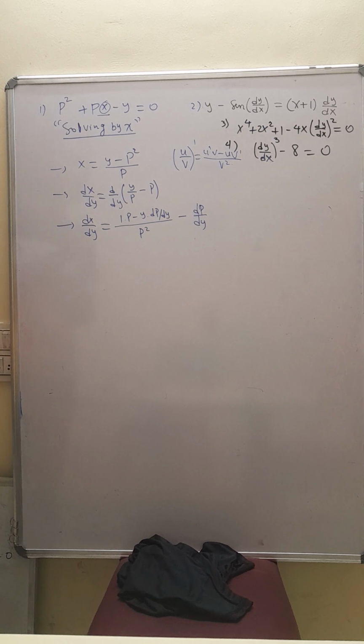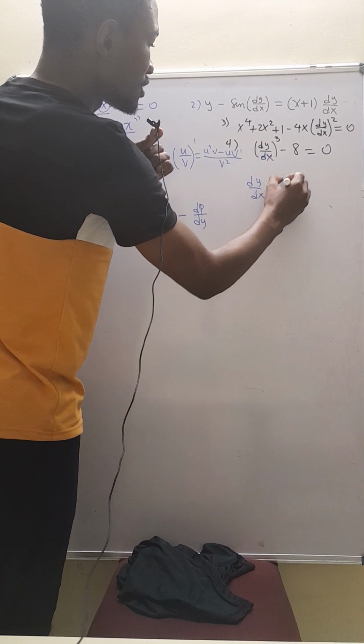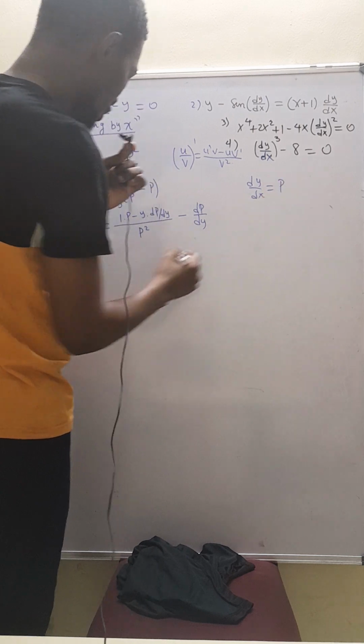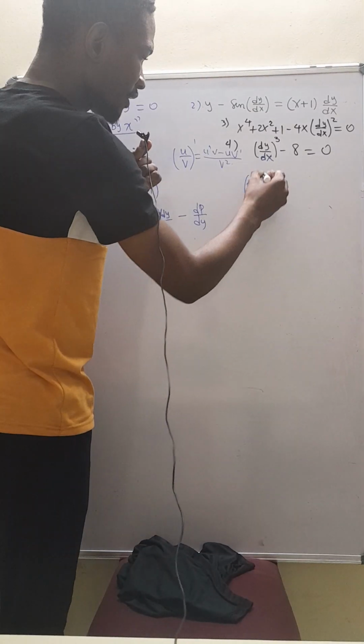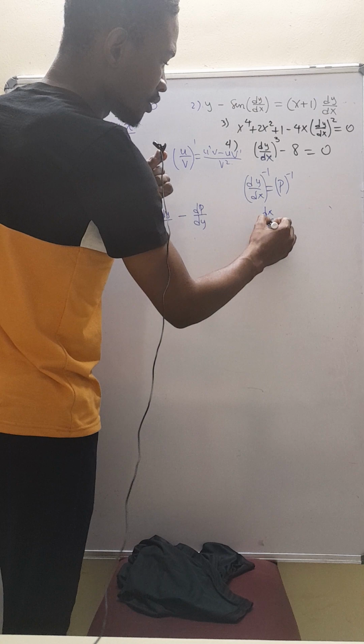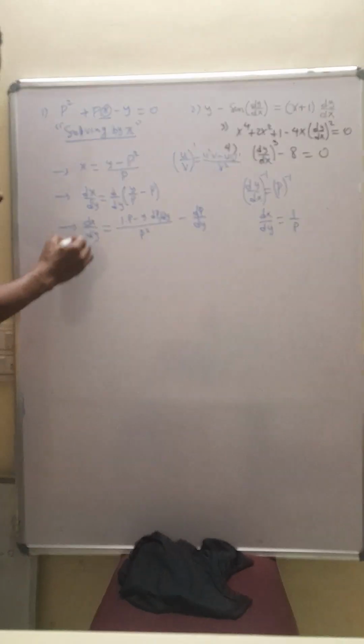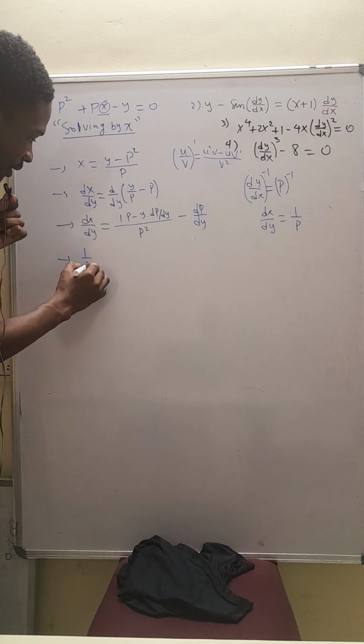Now the next step is just to make this dx/dy a function of p. We know that dy/dx is equal to p. So what is dx/dy? It is the opposite of dy/dx, right? So if it is the opposite, this one, minus 1, this is dx upon dy, that is 1 upon p. Then substitute this 1 upon p here.